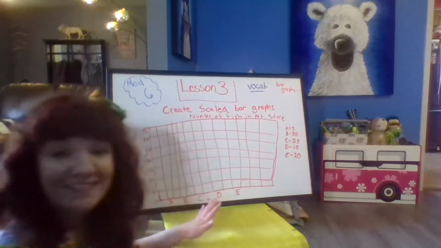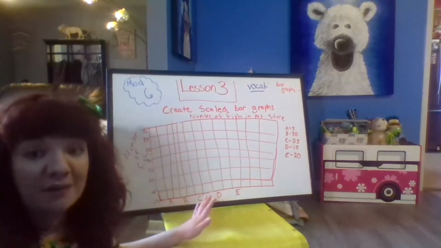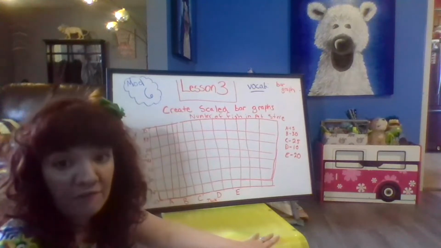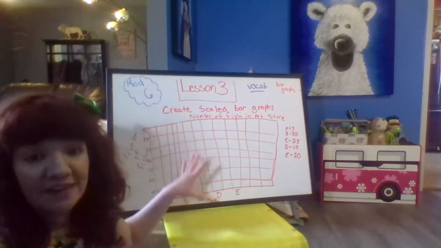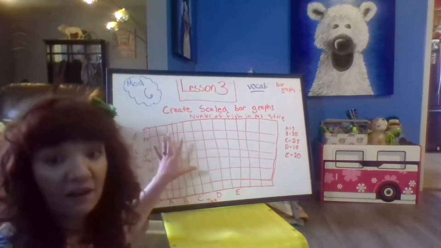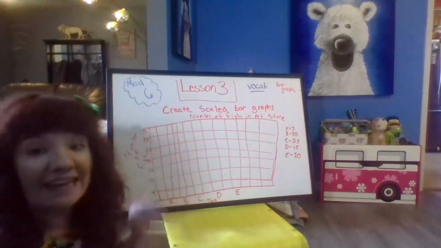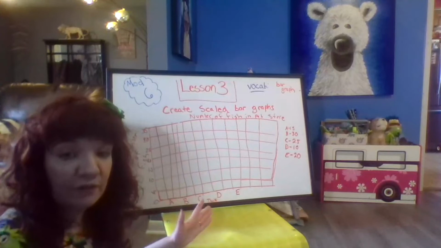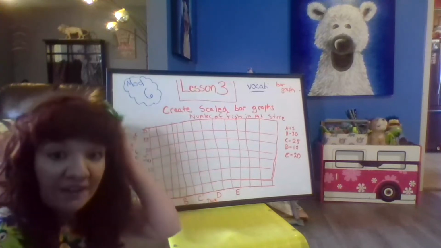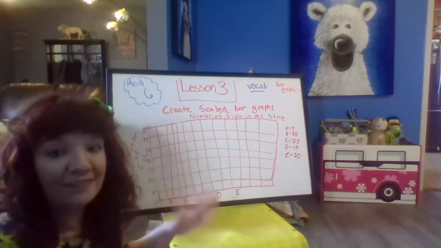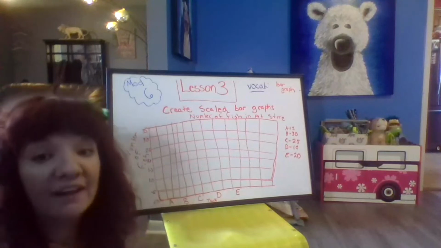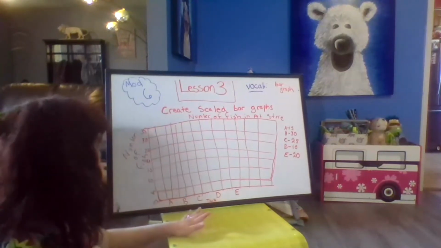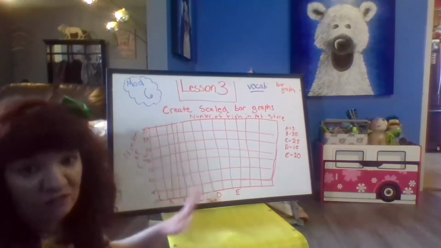Okay, so for lesson 3 today, in module 6, we are going to create a scaled bar graph. So I'm going to take some data and then graph it here on a bar graph. It kind of reminds me of the tape diagram that we turned vertically, but this time there's going to be a little bit more information and a couple of new things we're going to add. So we're going to talk about some fish in a pet store.